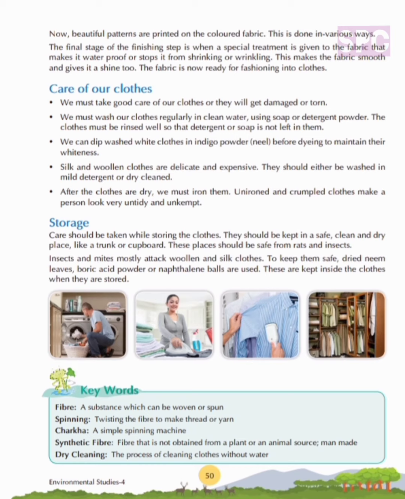Silk and woolen clothes are delicate and expensive. They should either be washed in mild detergent or dry cleaned. After the clothes are dry, we must iron them. Ironed clothes make a person look neat, while crumpled clothes make a person look very untidy and unkempt.